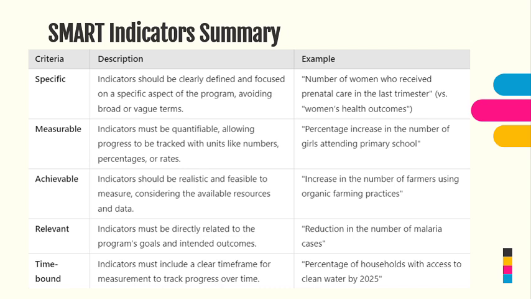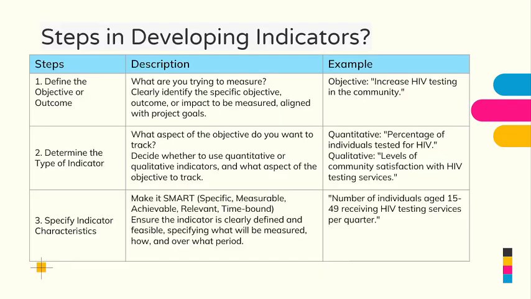Time bound. An indicator must have a clear time frame for measurement to track progress over time. Indicators should have a time frame. You can't just say a percentage of households with access to clean water and then you end there. What do you mean? When and how? You get what I'm saying? So you need to include the time bound.